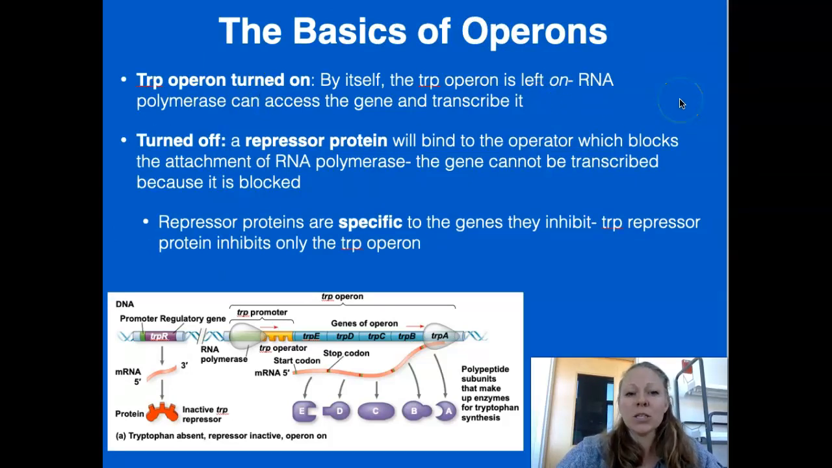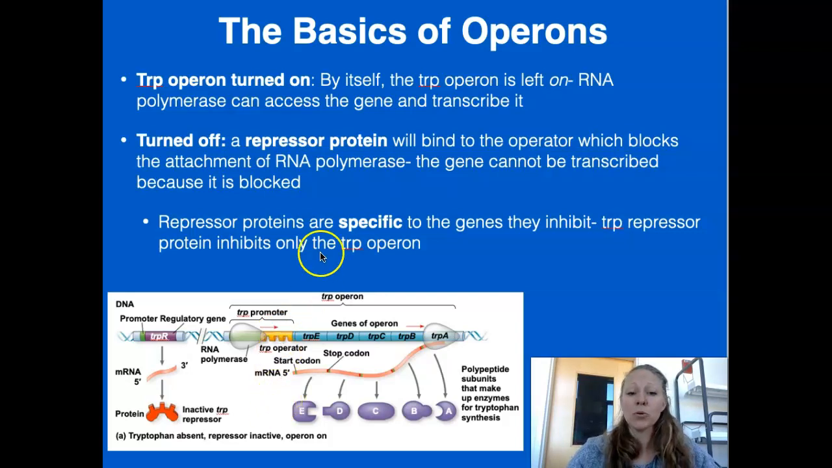So the Trp operon is turned on. By itself, it's just going to be running. It's going to be left to make tryptophan because the cell, the E. coli, is going to need it. So if the polymerase can access it, it's going to transcribe it. It's going to be turned off when there's a repressor protein on there. So there's going to be a repressor protein right here, attached, and that's going to turn it off. It's going to block the attachment of RNA polymerase, and it can't be transcribed.